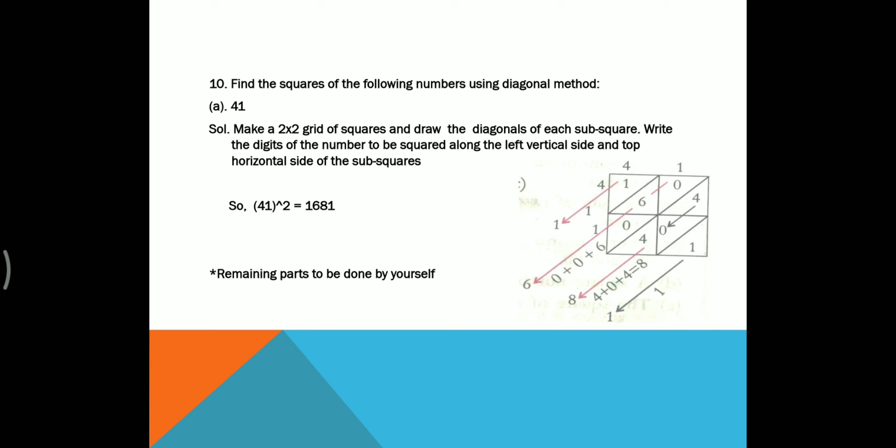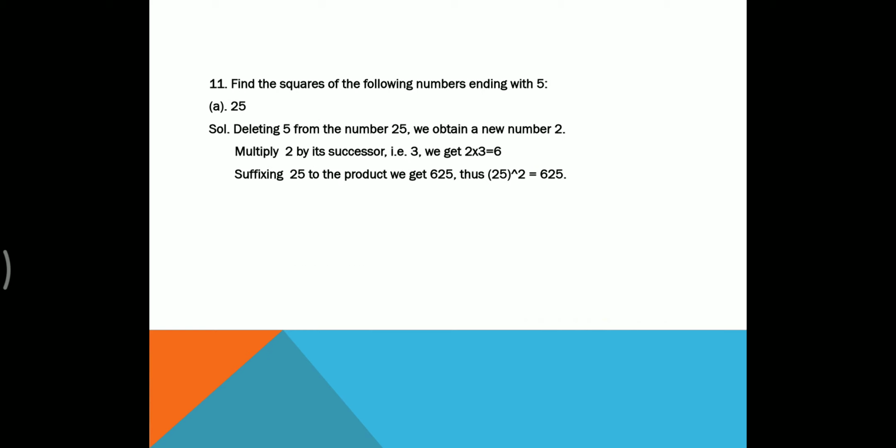Now the last is 1, we are having only one number there, so we can say 41 square is, you can see over here, the numbers indicated by this arrow, 1681. So our answer to this question is 41 square is 1681.